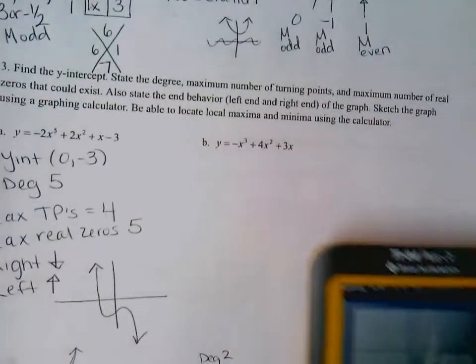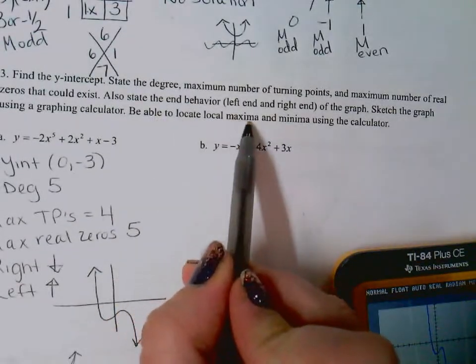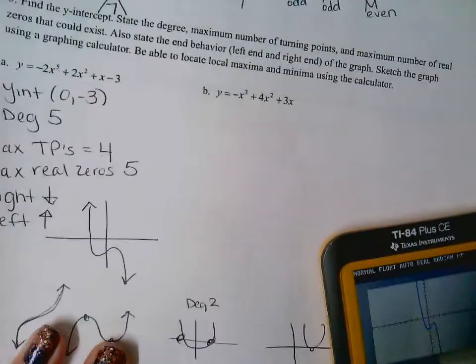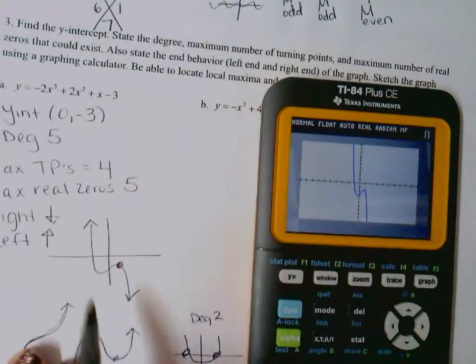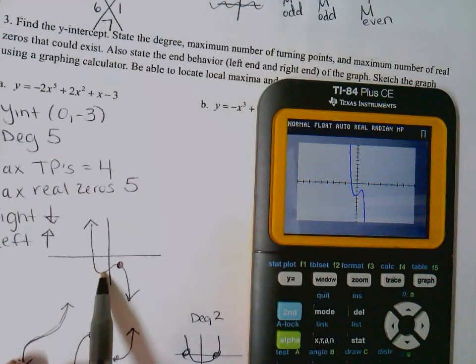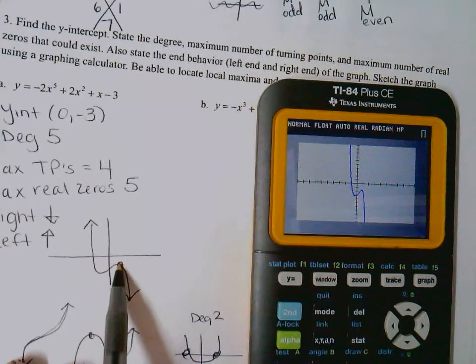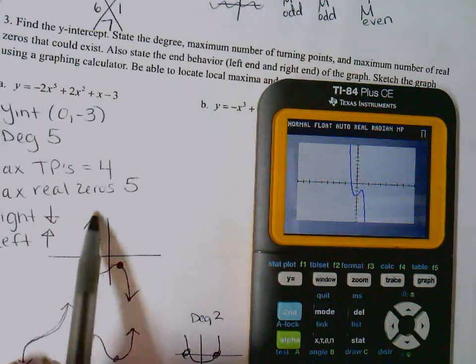It kind of comes down, has a turning point right before and after my y-intercept. It says, can you locate the local maximum and minimum using the calculator? I'll just show you how to do that once. Let's find this point right here. That would be considered a maximum. The graph comes up, changes direction, and has this maximum, but it's a local maximum. The overall maximum is positive infinity.